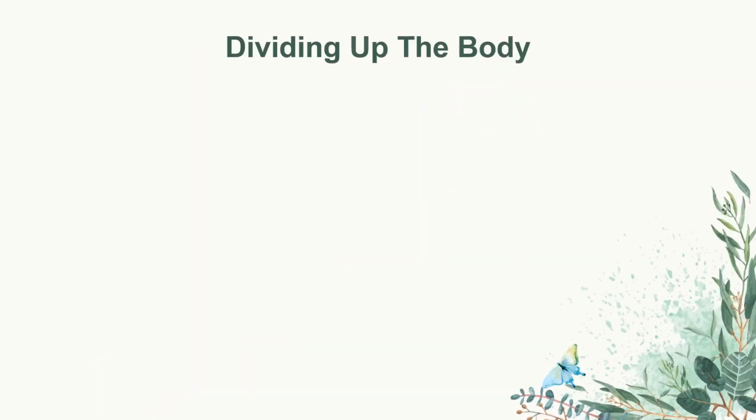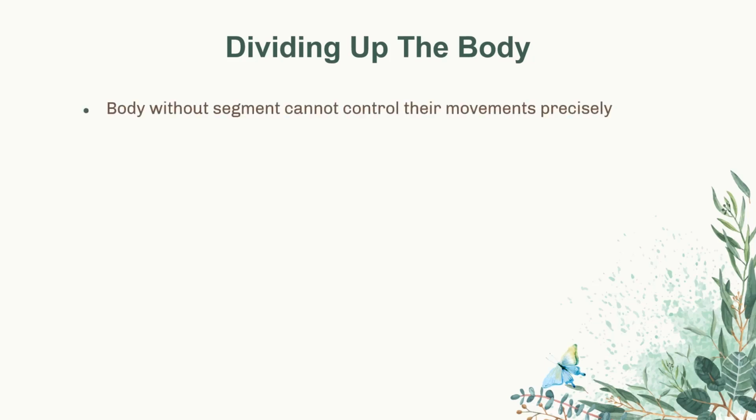So we're learning about the complexity of the worms from Platyhelminthes, Nematoda, until the Annelida. Those two worm phyla from before do not have segmentation. However, annelids are the first worms to start to develop segmentation. This is called the dividing up of the body. A body without segments cannot control its movement precisely.